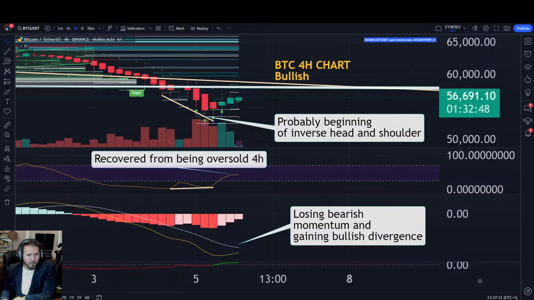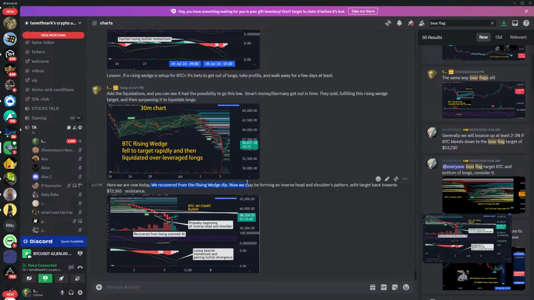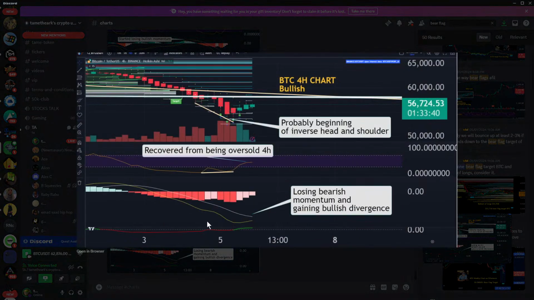And in Discord, I went the extra mile right here for you guys real quick. I said, here we are now today. We recovered from the rising wedge dip. Now we may be forming an inverse head and shoulders pattern with target back towards 72,565 resistance for Bitcoin. That may be one way we go.